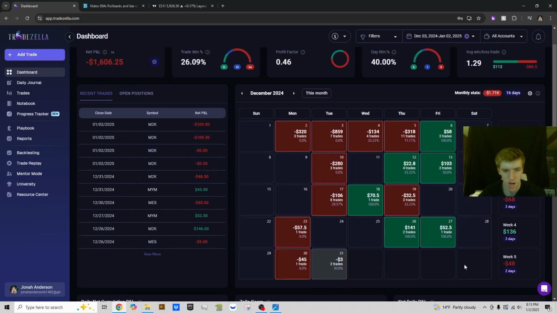And here is my dashboard for December. I know it's very, very ugly the first week. I think I explained this in the last video. I was going on tilt like every single day, blew multiple evals, and December was not a good month for me. But I was able to keep the losses very small in the last few weeks.